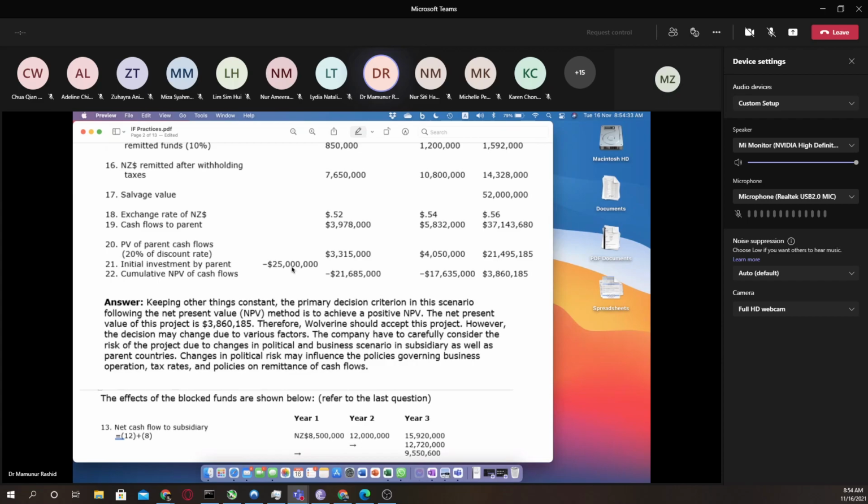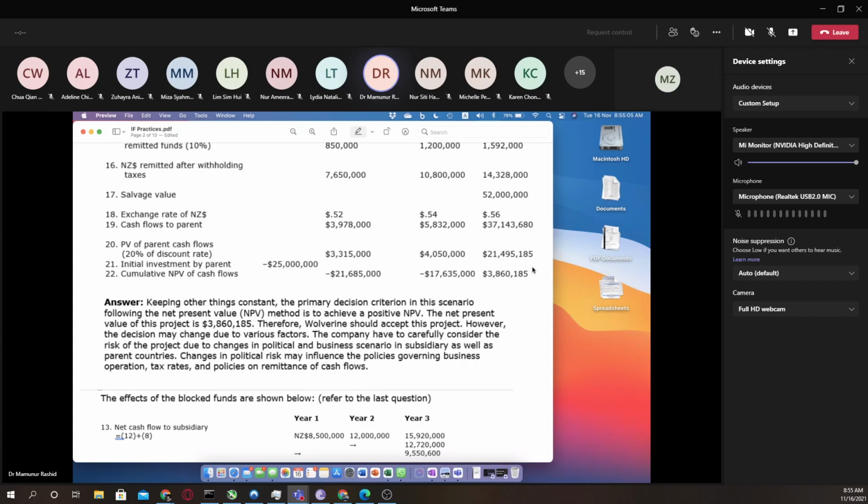And then the initial investment is 25 million in US dollars, and the present values are 21. These are cumulative cash flows. So you have the negative or cash outflow, and these are positive cash inflows. So they have calculated the cumulative to show you what is the positive NPV. The positive NPV is 3.860 million.